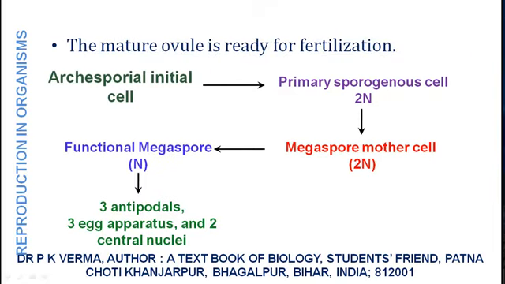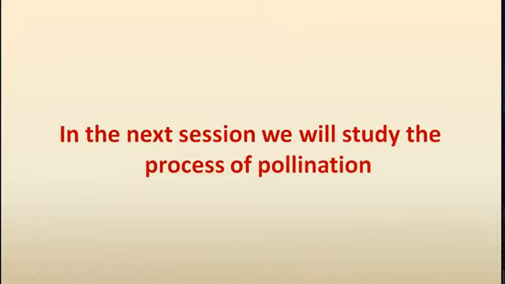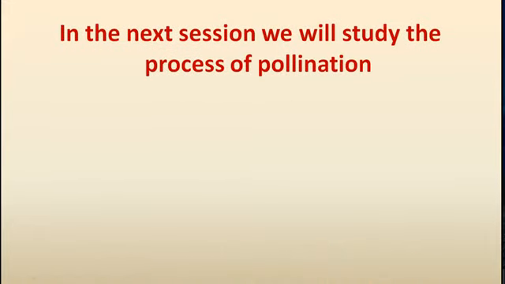Now after maturation, the ovum becomes ready for fertilization. It waits for pollination and fertilization. So we will discuss the process of pollination, types of pollination and mechanism of fertilization in the next session.